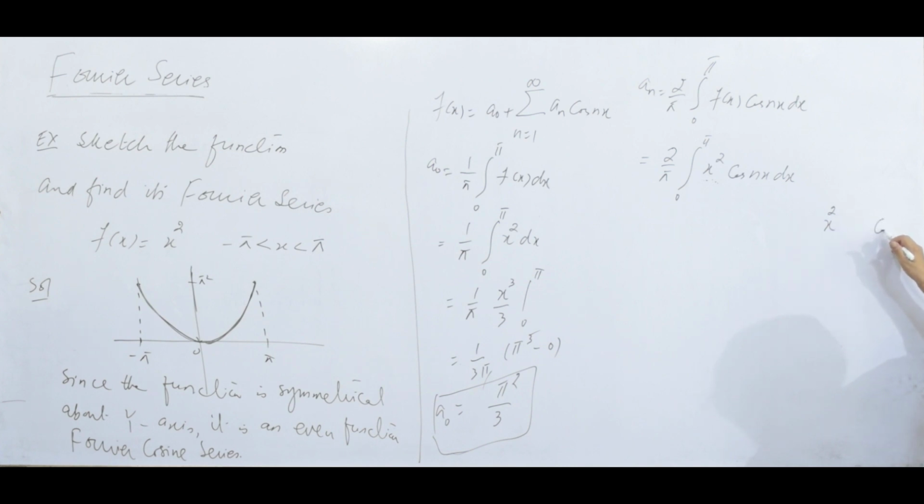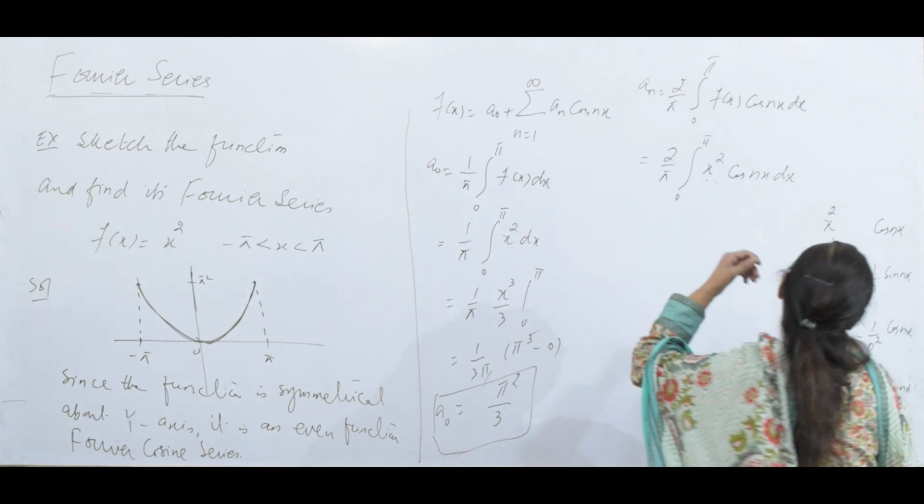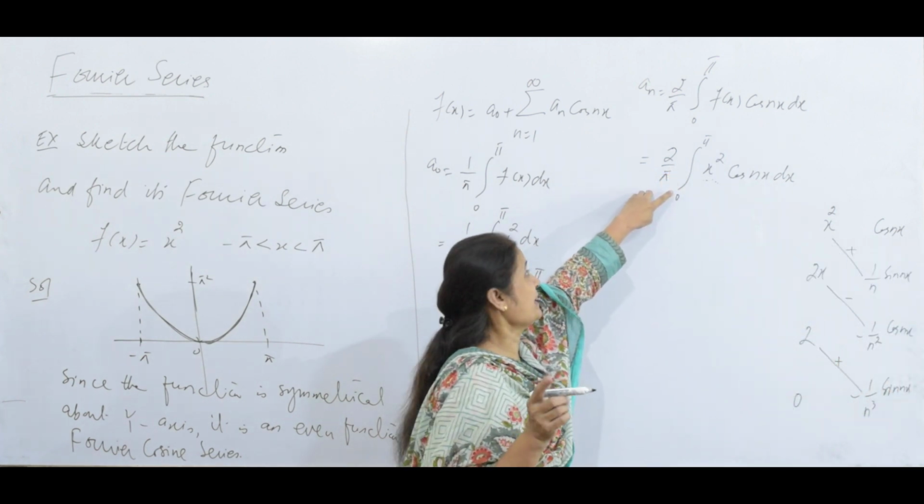Tabular integration: cos nx. The derivative on the left hand side, 2x, the integral on the right hand side, sin nx. The derivative, the integral, 1 over n square cos nx. The derivative, the integral, 1 over n cube sin nx. And when the derivative is 0, you have to stop. So attach signs like this: a plus, a minus, a plus. Now the limits are 0 to pi.